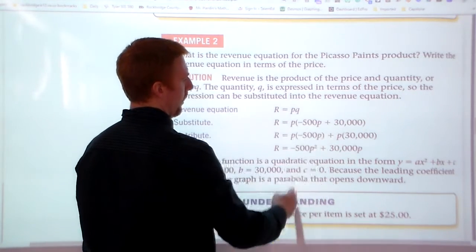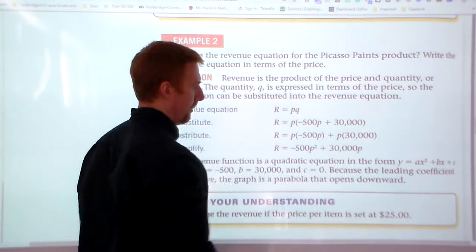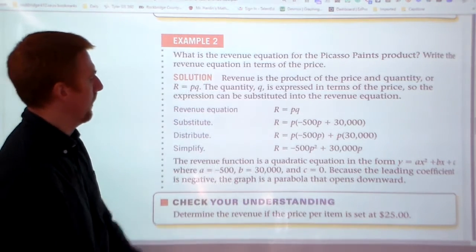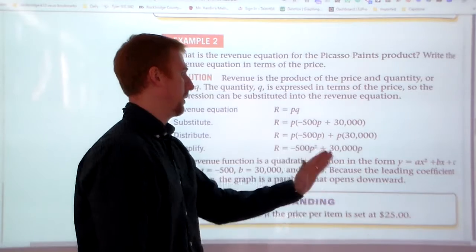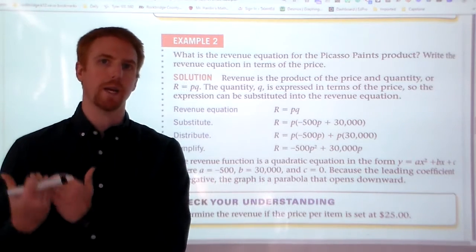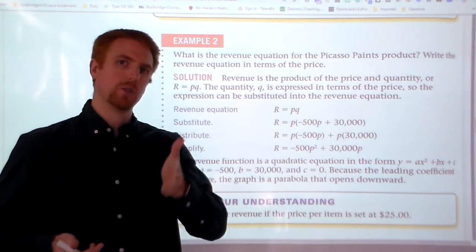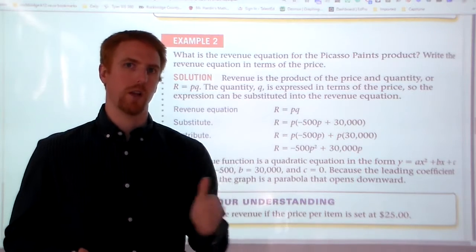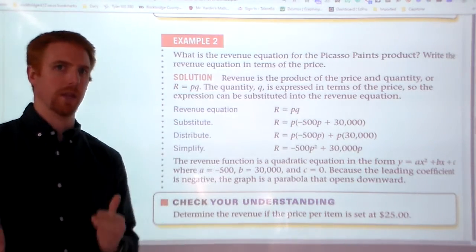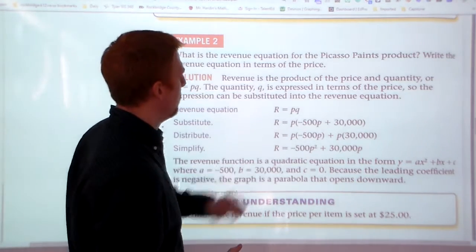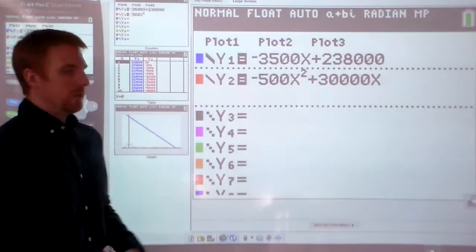P times P is P squared. This one basically you just multiply by P, put at the end. And there you go. That's your revenue in terms of price. This is how much money you will bring in based on what price you sell this item for, just like the newspaper from the last example. So I'm going to go ahead and put this in the calculator. All right, there it is.